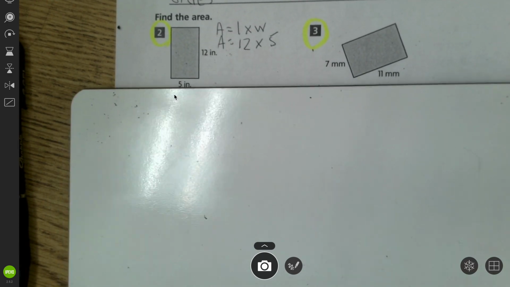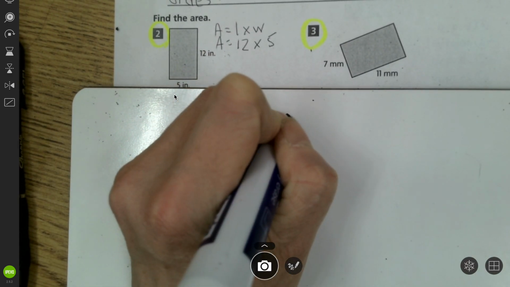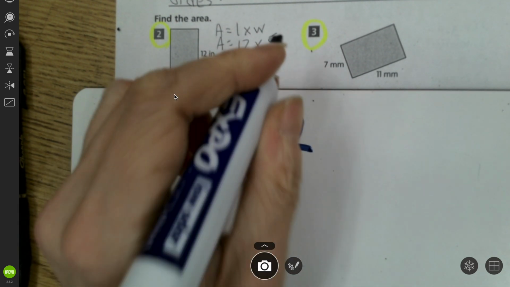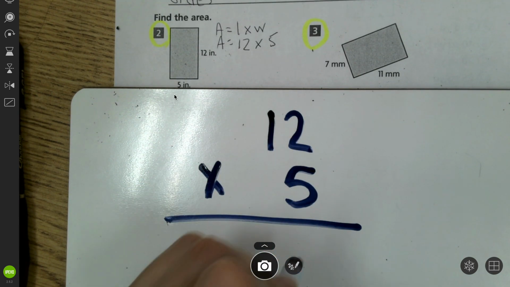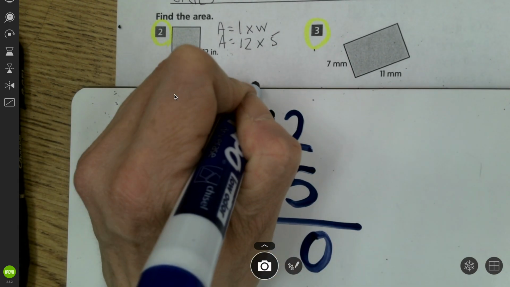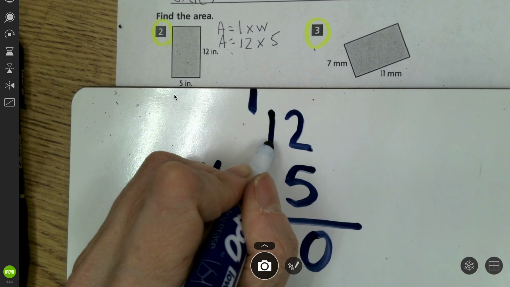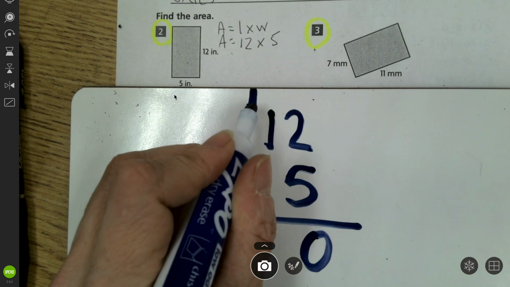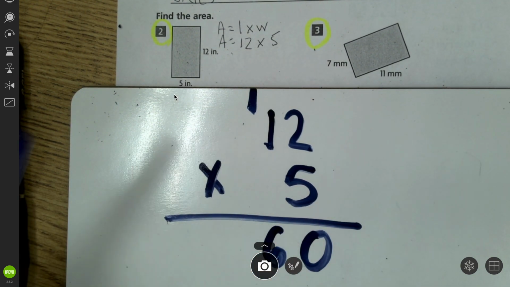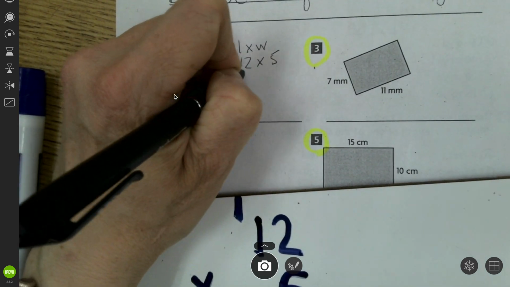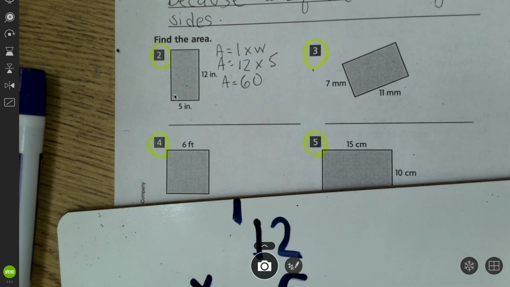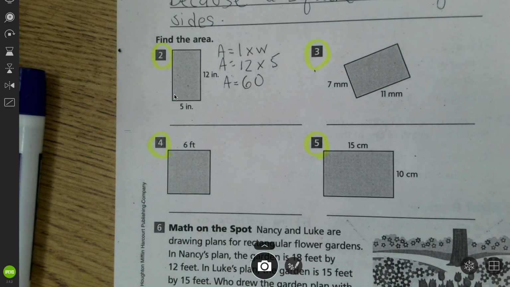Long multiplication. Oh my goodness. So set it up. 12. You could count by 5s if you want to, but 12 times 5. Let's do it. 5 times 2 is 10. 0. Carry the 1. 5 times 1 is 5. Add a 1. Count up. 5, 6, 60. So area equals 60. Are we done? No. Why?